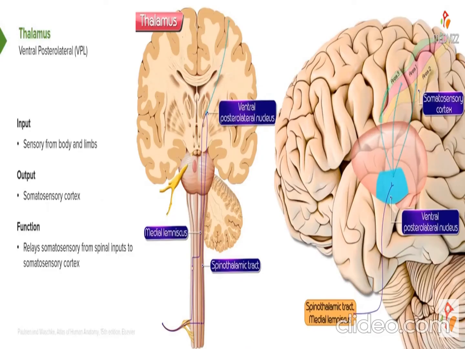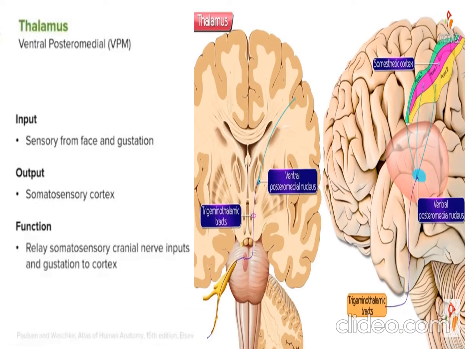The next one is ventral posterior lateral nucleus, which is a very important nucleus. This receives general sensation from the whole part of the body except the head through the spinothalamic tract, and it sends its efferent fibers to the sensory cortex, that is to the areas 3, 1 and 2, and the function is mainly doing sensory integration.